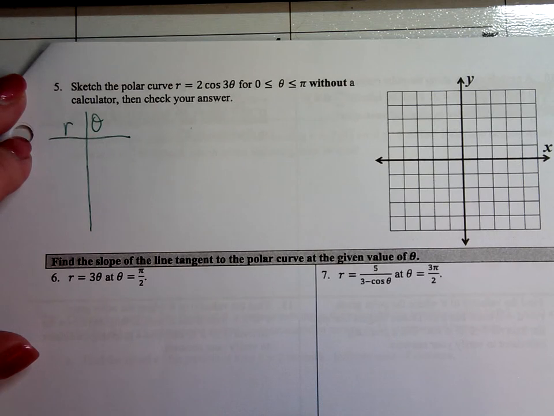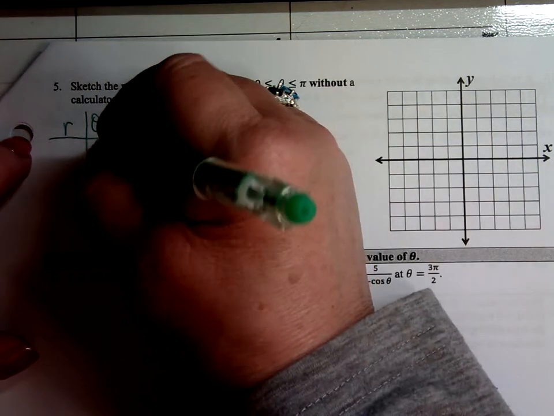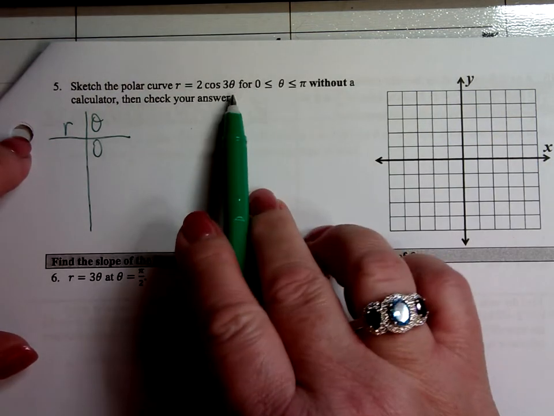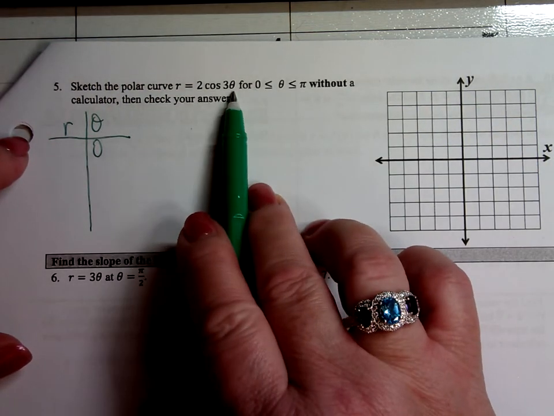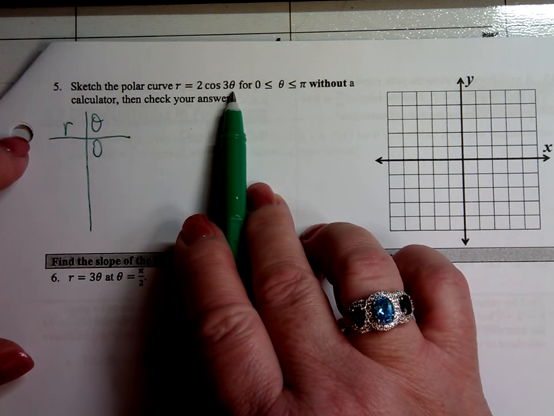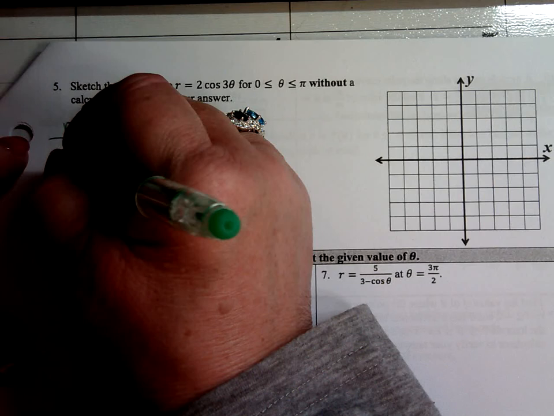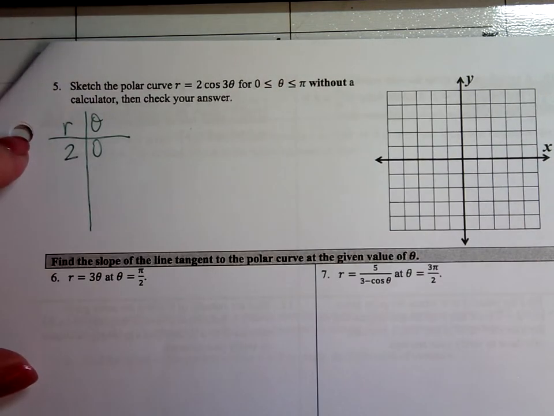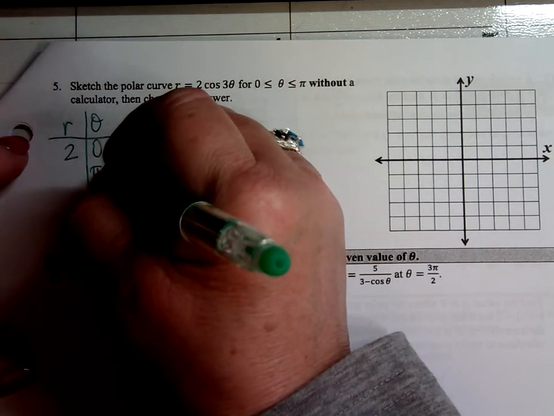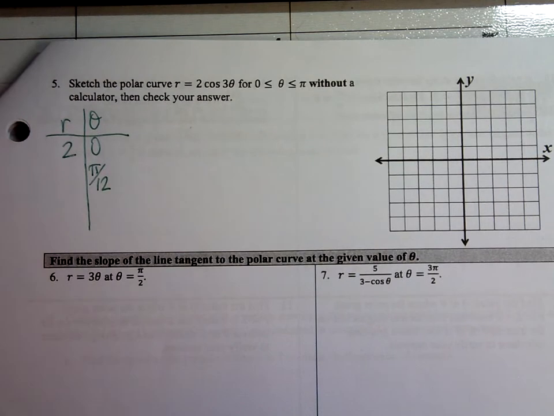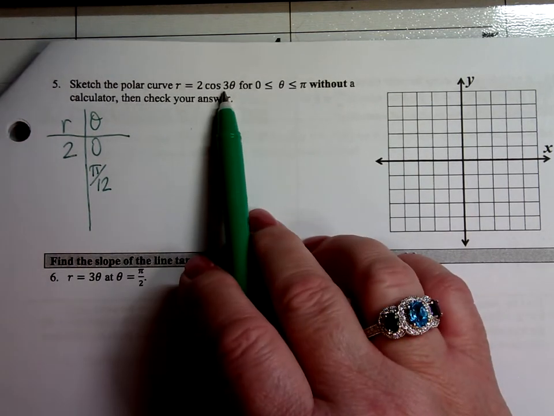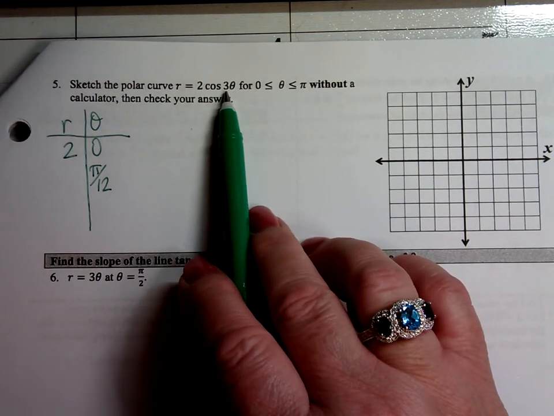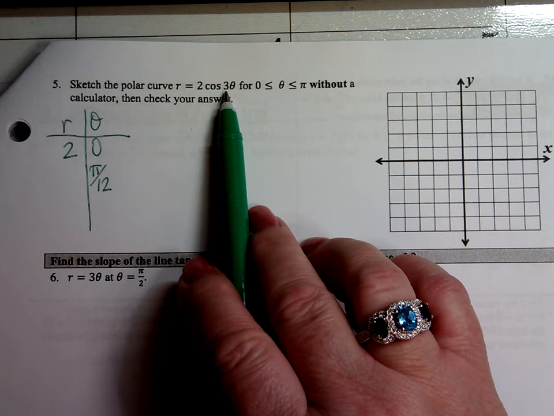Alright, so if I look at this, the first place I'm looking at is 0. When theta is 0, well, the cosine of 0 is 1, and 1 times 2 is 2. Next one I'm going to do is pi over 12. That would be 3 times pi over 12, so that'd be like pi over 4. That's the square root of 2 over 2. The 2's cancel, and you get the square root of 2.